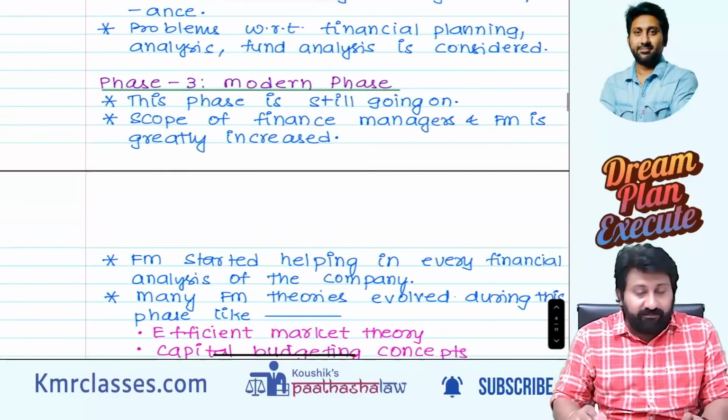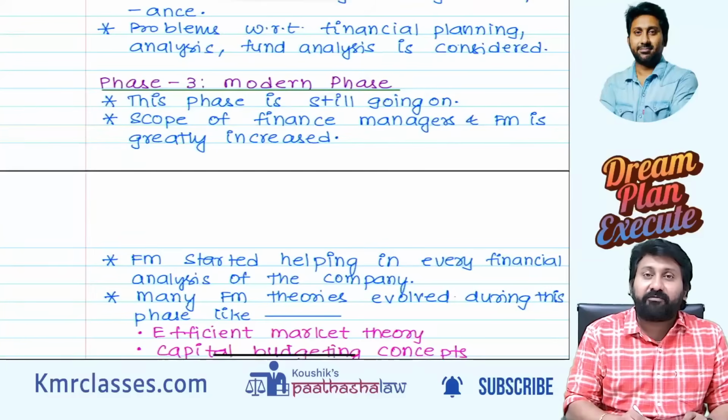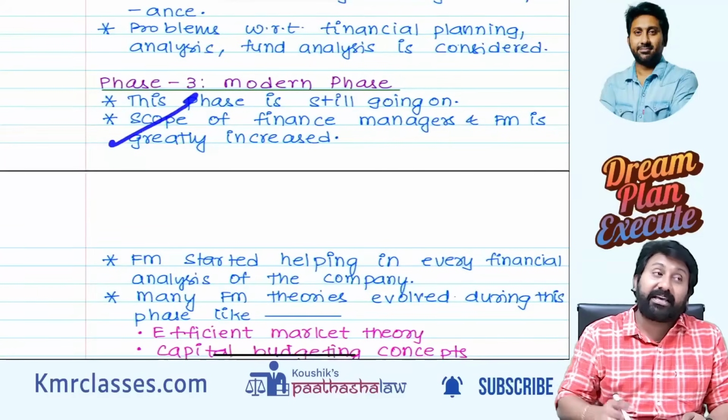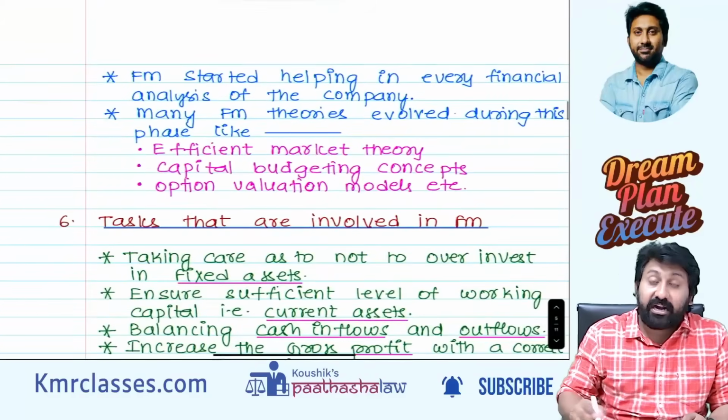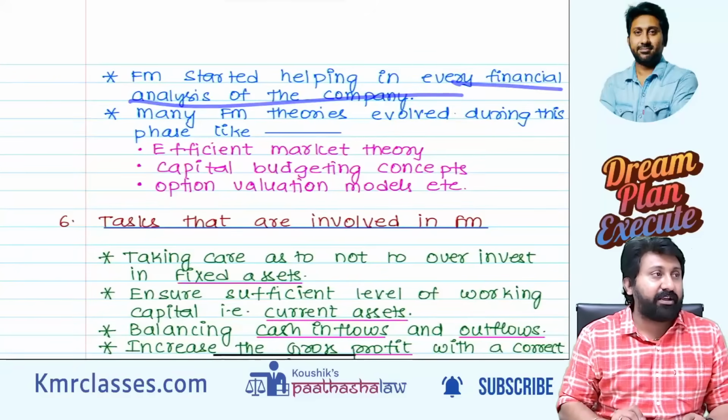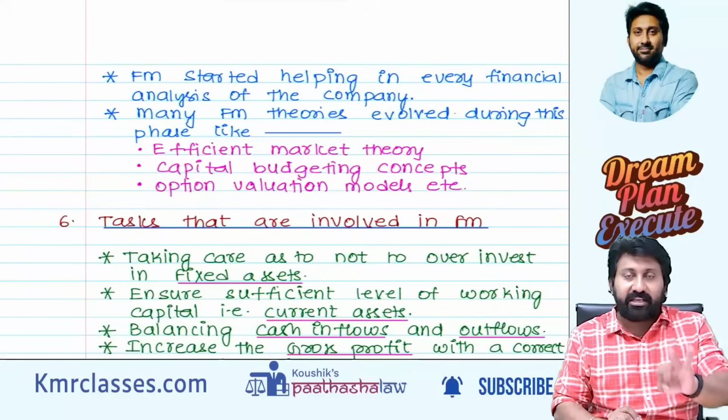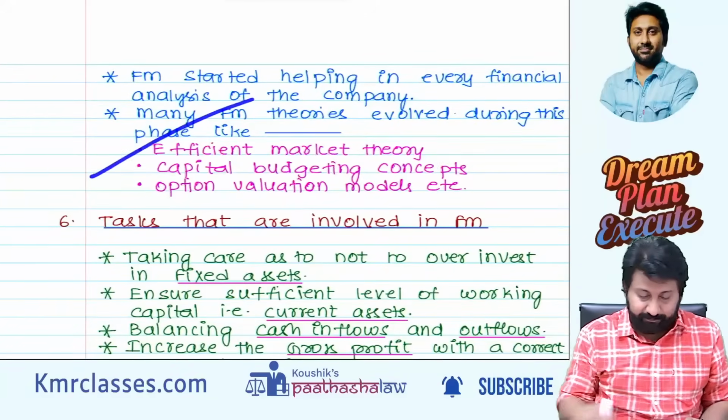So the modern phase is still going on. The scope of finance managers and financial management is greatly increased during this phase. It started helping every financial analysis of a company. Examples: efficient market theory, capital budgeting and options valuation.